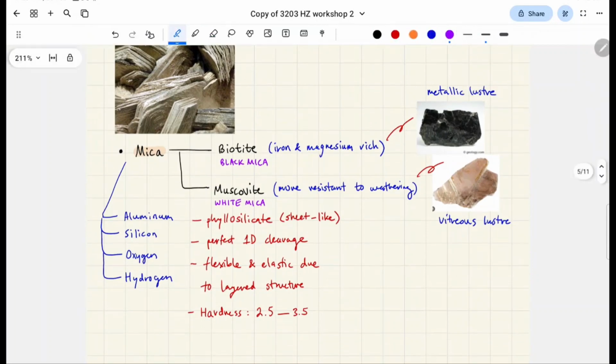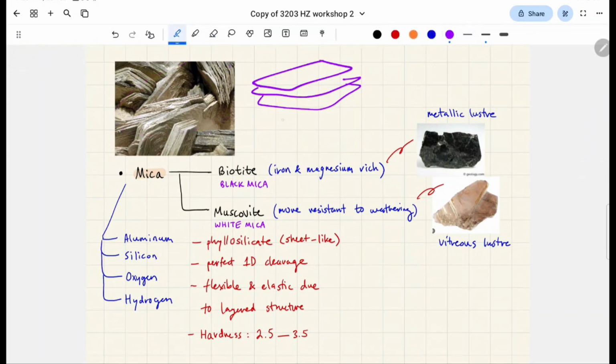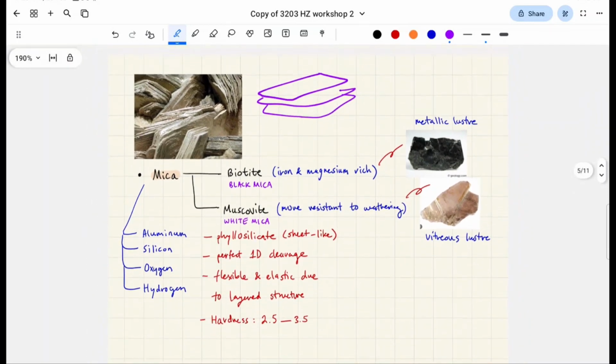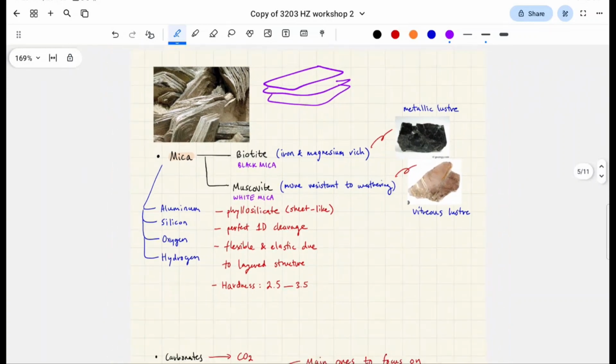Okay, let me just take a step back. Basically, the idea is these ones are kind of sheets, right? So they have one-dimensional cleavage, so they have one plane of weakness. There's some more details I've included here, but you can see this more in the igneous rock section when I talk about this more. Should make more sense.